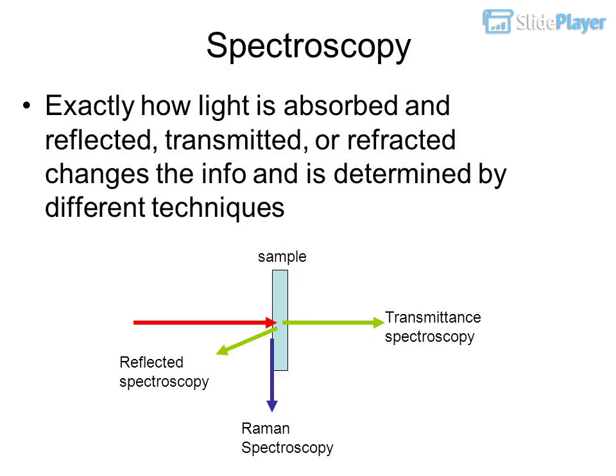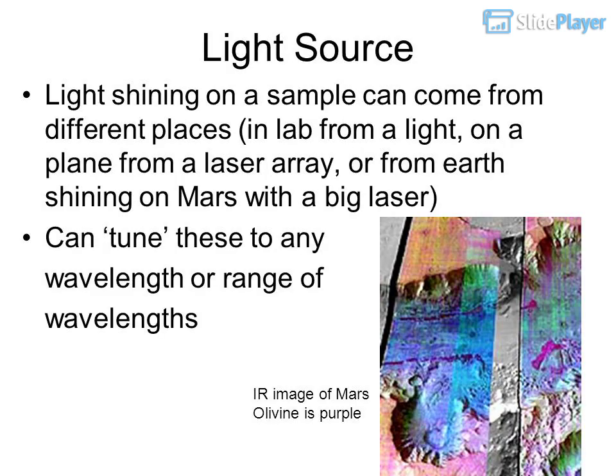Exactly how light is absorbed and reflected, transmitted, or refracted changes the information and is determined by different techniques: reflectance, transmittance, Raman. The light source shining on a sample can come from different places: in the lab from a lamp, on a plane from a laser array, or from Earth shining on Mars with a big laser. We can tune these to any wavelength or a range of wavelengths.